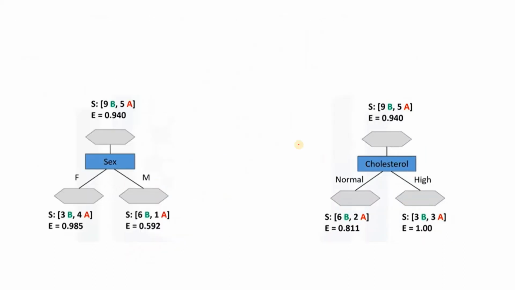Now suppose I am just considering sex and cholesterol, to see which one is the better splitting criterion at a stage. So suppose the initial entropy we have calculated is 0.940, here also 0.940. When we are splitting based on sex, the left node entropy is 0.985. For male, this entropy is 0.592. When we are splitting based on cholesterol, in the left node the entropy is 0.811, and in the right node the entropy is 1.